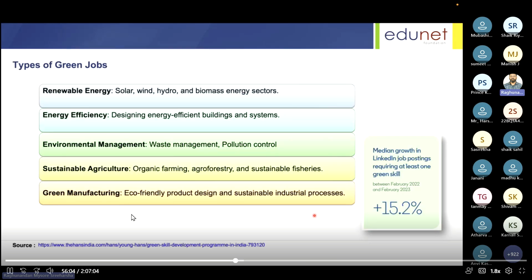And as you can see here, we have the types of green jobs. When we look into the jobs, these jobs specifically talk about how well we are acquainted. Back in the old days, we used to have a specific engineering where you have to stick with that. Now it is not like that. We have lots of things that we call interdisciplinary. So we have renewable energy sources, we have energy efficiency, right? You can design energy efficient buildings and systems that use less fossil fuel and a lot of renewable sources. Environmental managers handle waste management, pollution control.